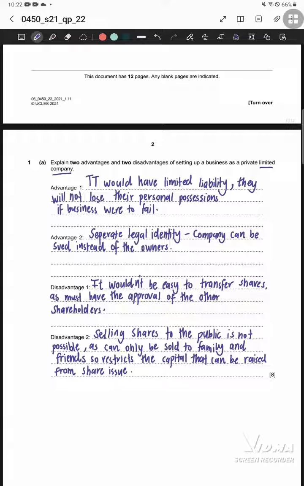Okay, first advantage: they would have limited liability. They will not lose their personal possessions if the business were to fail. Another advantage is separate legal identity. The company can be sued instead of the owners, which is good for the owners.